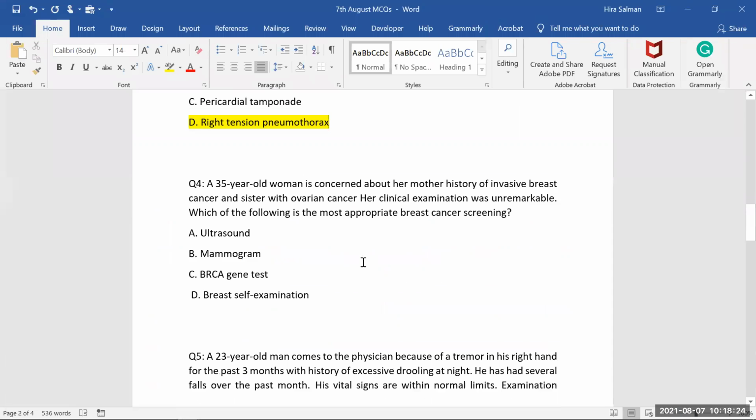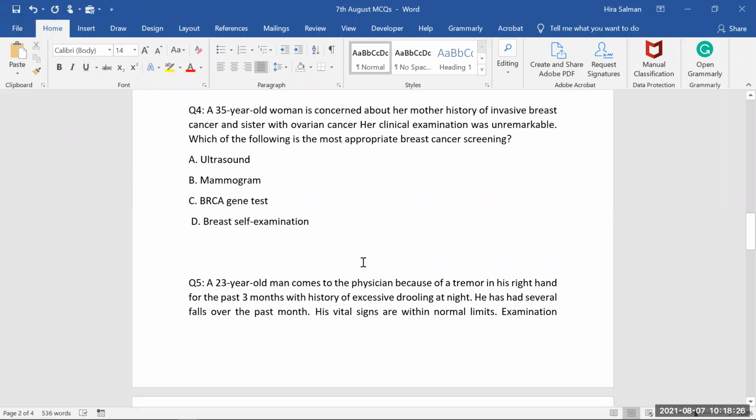Now let's look at the question here. A 35-year-old woman is concerned about her mother's history of invasive breast cancer. Her mother had invasive breast cancer, and she is 35 years old, with a sister with ovarian cancer. It means there is a cancer history in her family. The sister had ovarian cancer, and the mother had invasive breast cancer.